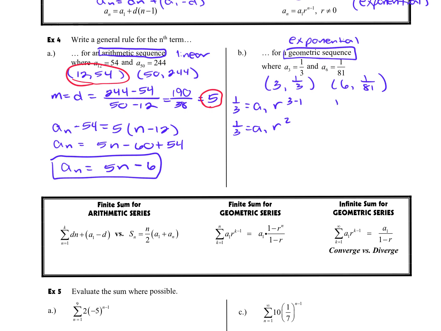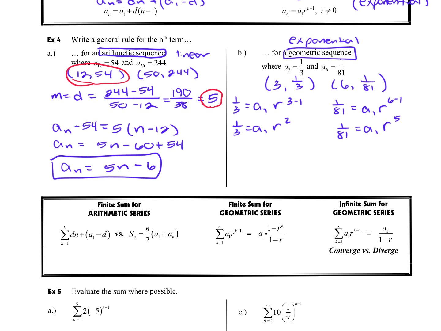Over here, I can do the same process, 1/81. I still don't know the first term. I still don't know the ratio. I have a different n this time, so I can write 6 minus 1. So this becomes 1/81 equals a sub 1 r to the 5th. Now, in order for me to solve this, I have 2 equations and 2 unknowns.